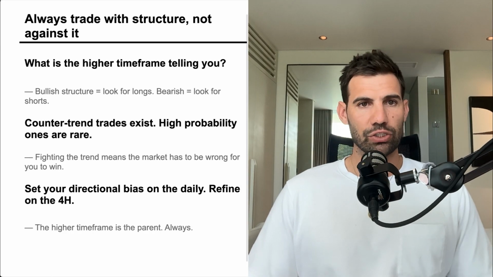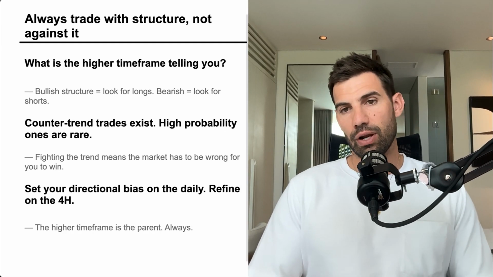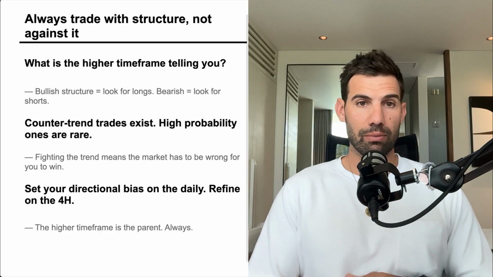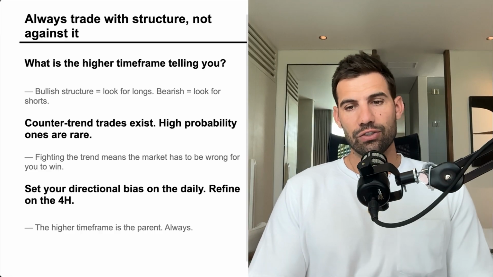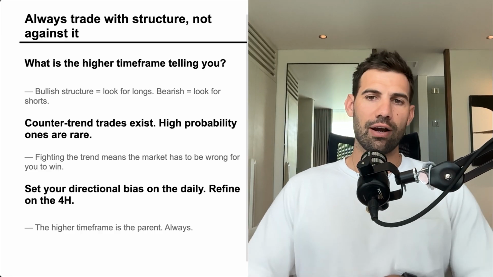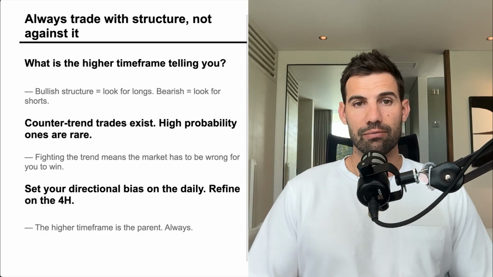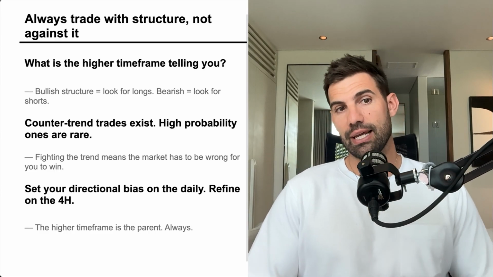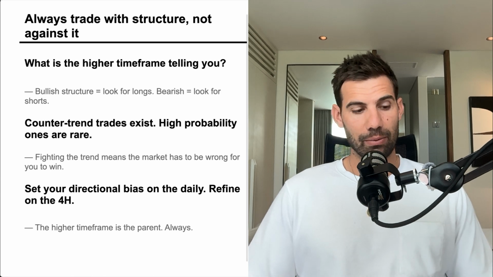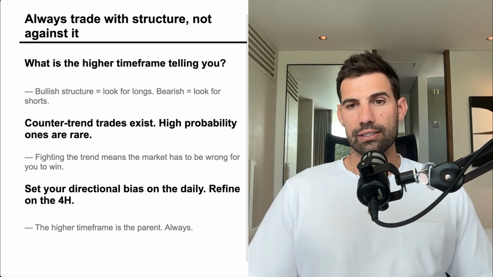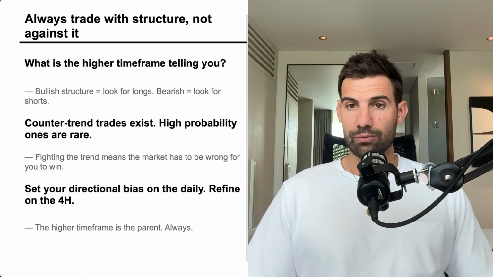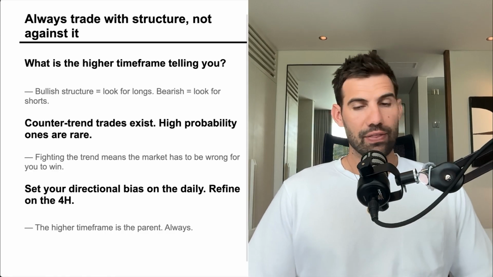So for me, one of those other factors is to always trade with the market structure, not against it. So I'm a hybrid trader. I look at the higher time frames and then I harness that analysis and I take my entries based off the lower time frames. So what are the higher time frames telling me? If the higher time frames are telling me we're in a bullish structure, we're making higher highs and higher lows, the higher time frame structure is in a bullish market trend, then I'm looking for longs.